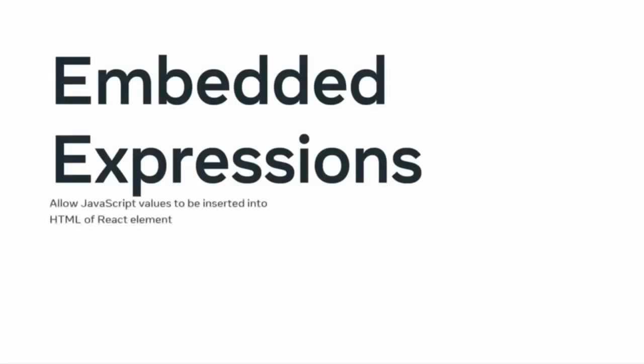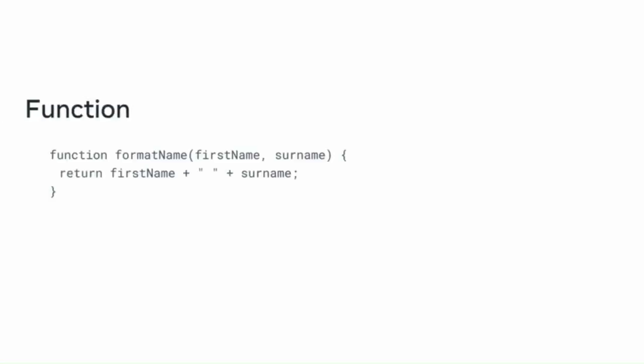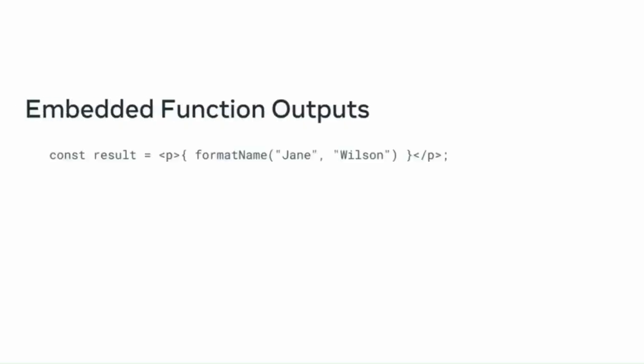Embedded expressions allow developers to insert the values of JavaScript variables into the HTML of the resulting React element. Embedded expressions can also embed the output of functions. Let's say you need to output the person's name in a specific format. To do this, you can first create a function named formatName that will return the first name and surname with a space character between them. In your JSX, you can then call this function inside the curly brackets. As with the previous example, the value that the function generates for the JavaScript variable will be output in HTML.